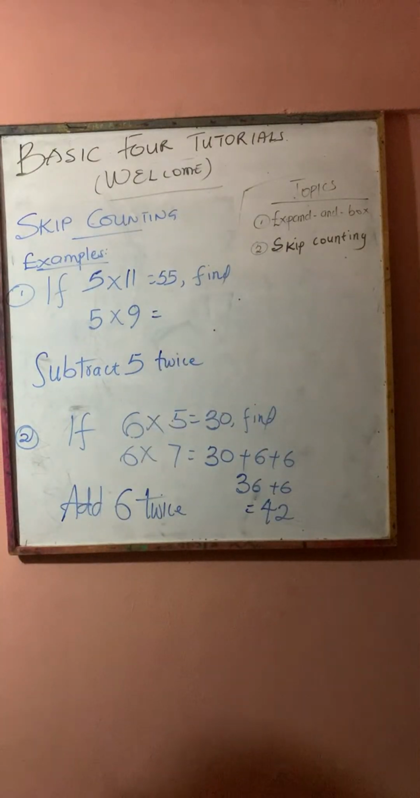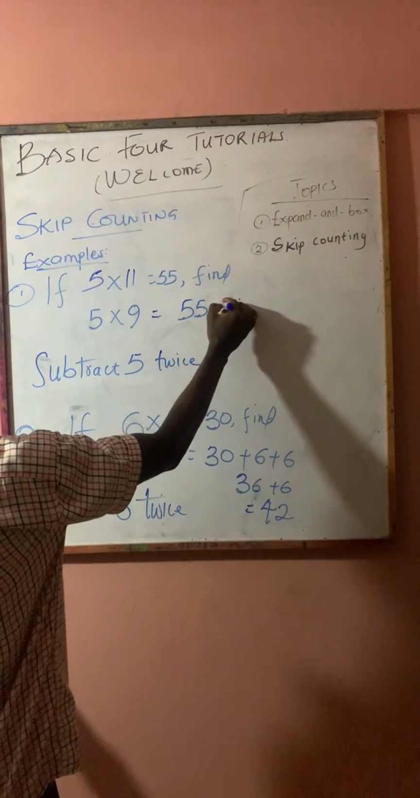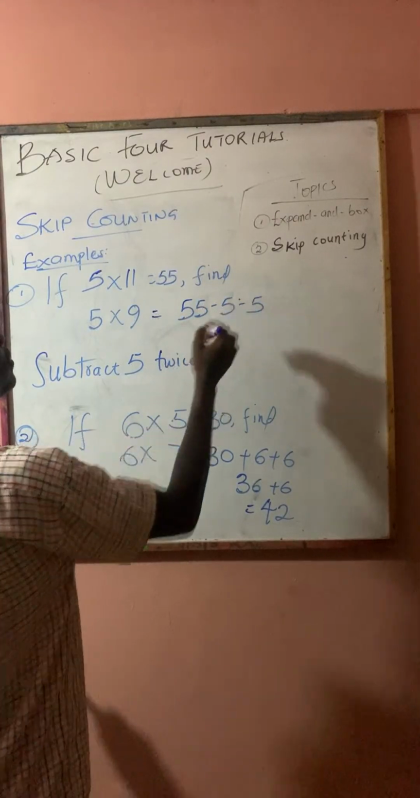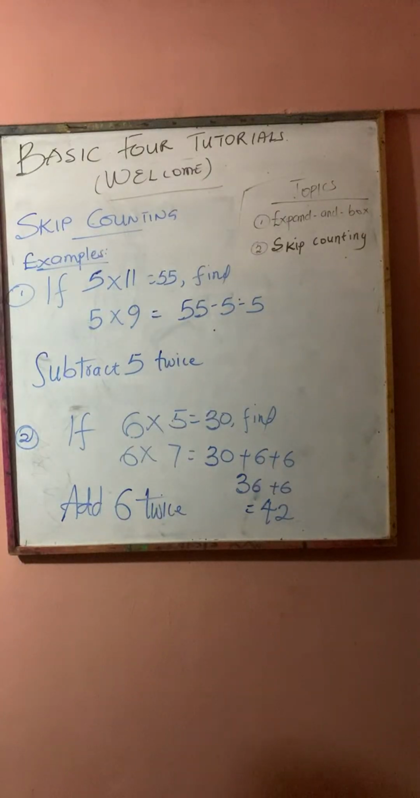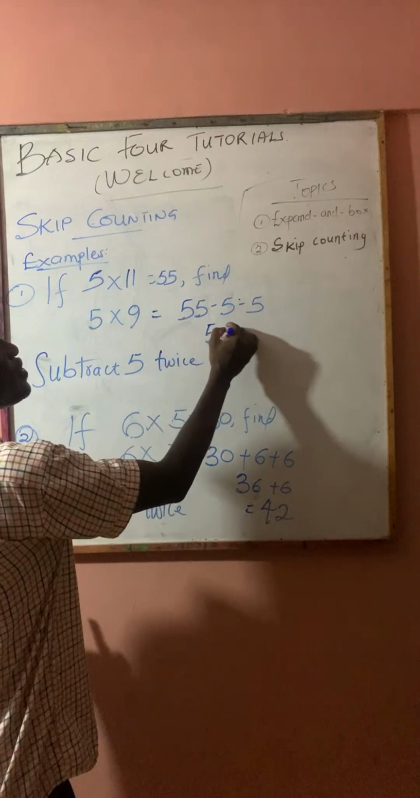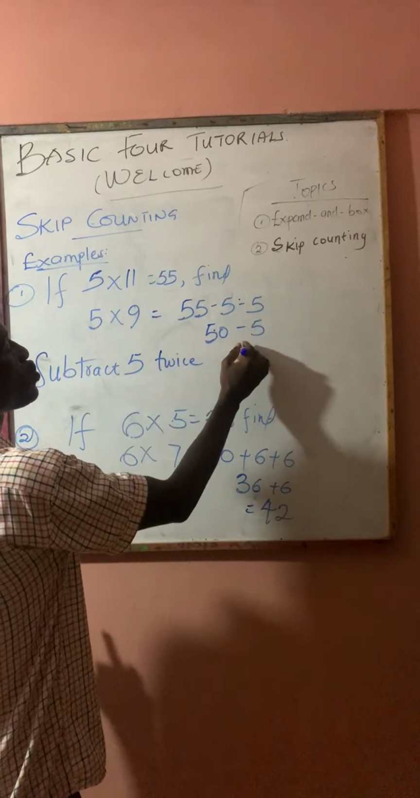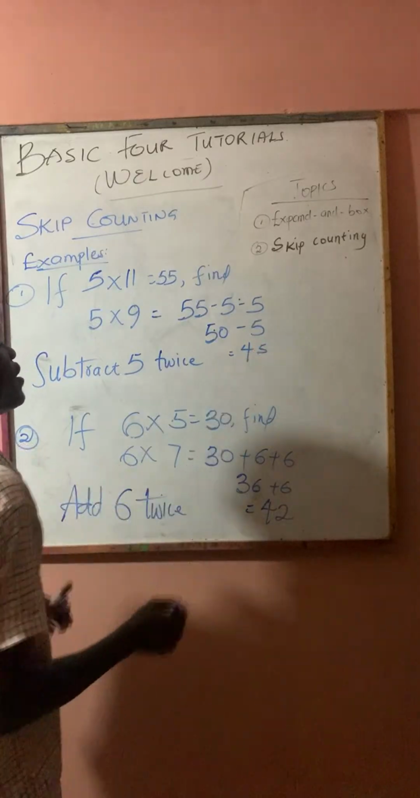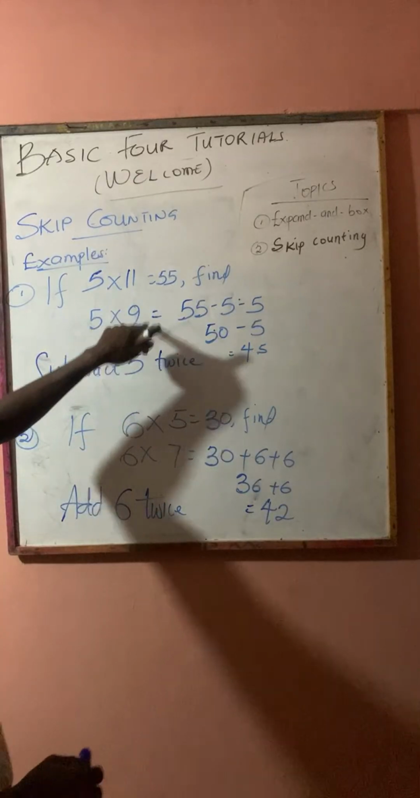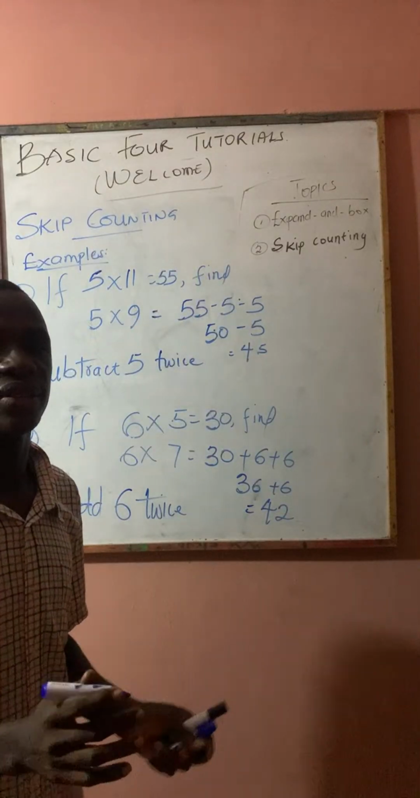Okay? So we are now going to get 55 minus 5 minus 5. And 55 minus 5 is equal to 50, then minus 5 again. And 50 minus 5 is equal to 45. That implies that 5 times 9 is equal to 45. Is that what I understand?